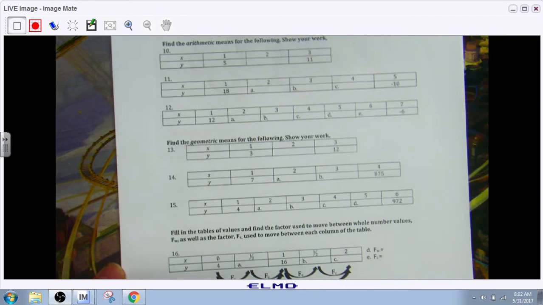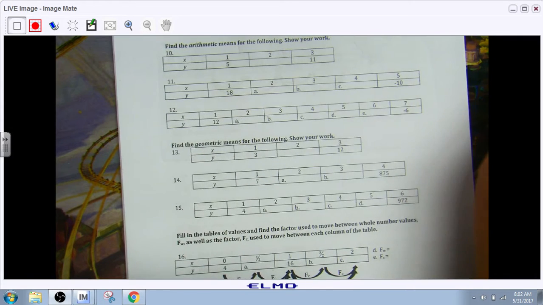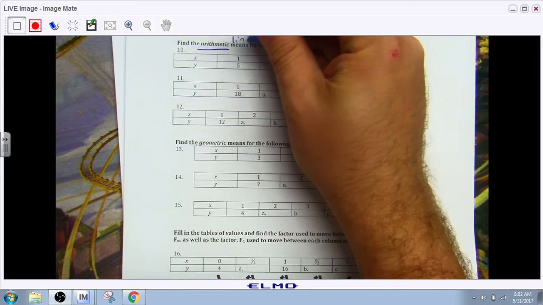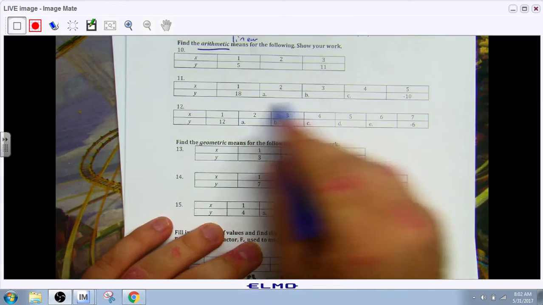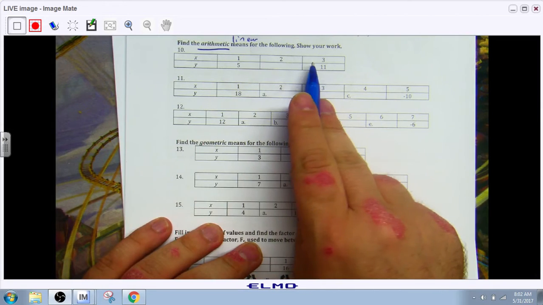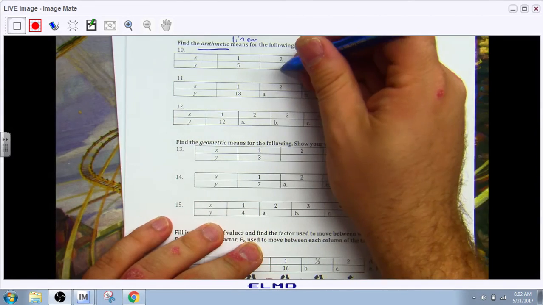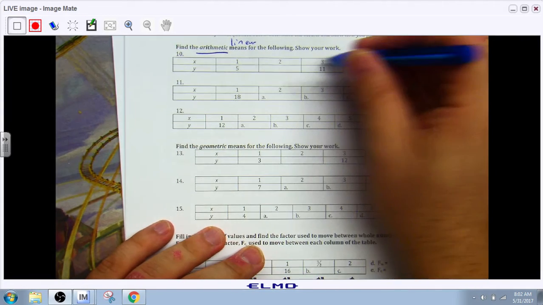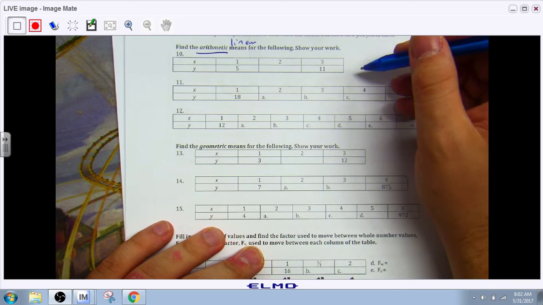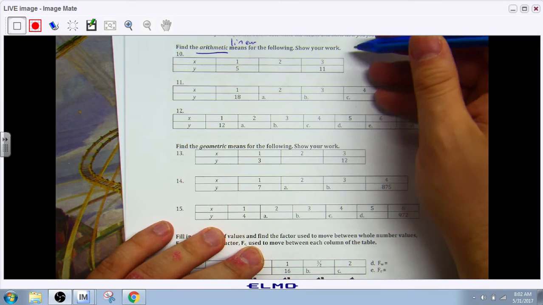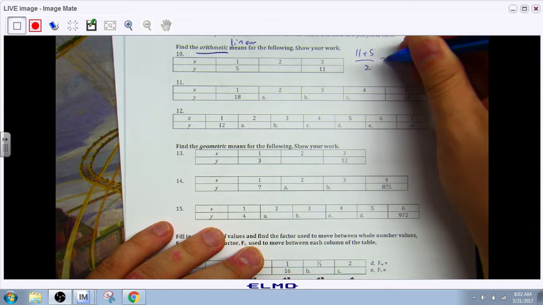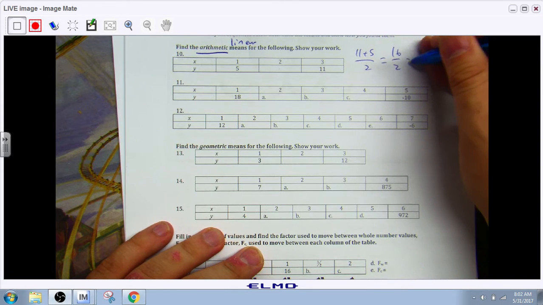The next section wants us to do a couple different things. It kind of starts simply with finding the arithmetic means. This means this is linear. Okay, so that means this is going in a straight line. So that means the number here is going to be the midpoint between them. So this is just going to be 11 plus 5 divided by 2. So this is going to be 16 over 2. It's going to be 8.